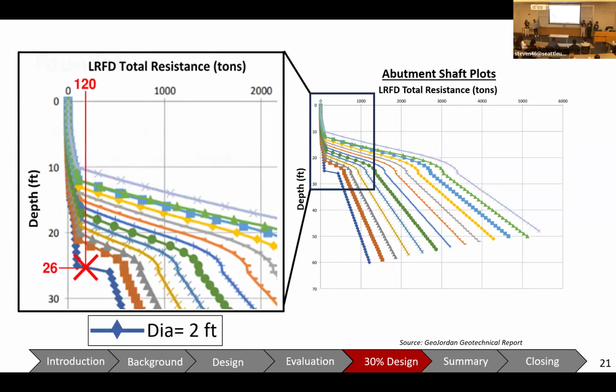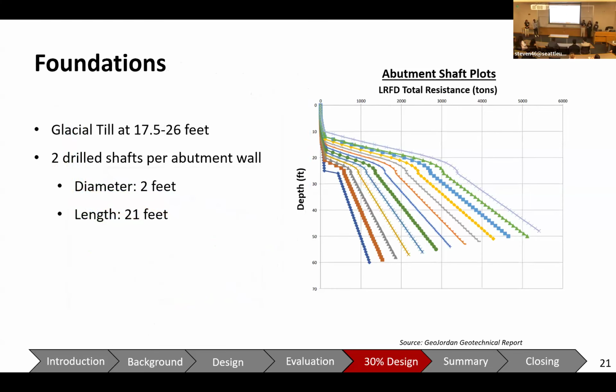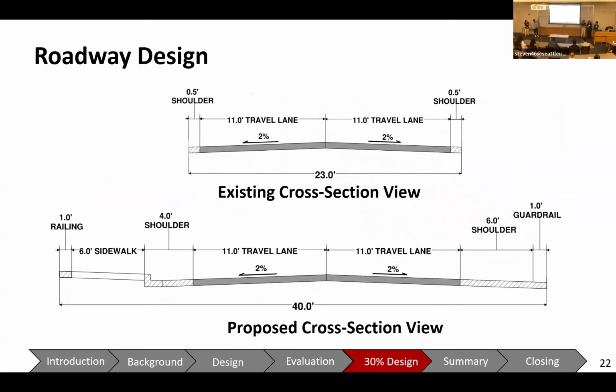With this, we end up with a final drilled shaft dimension of 21 feet in length and 2 feet in diameter. For our roadway design, we will be widening our road from the existing 23 feet to 40 feet wide.